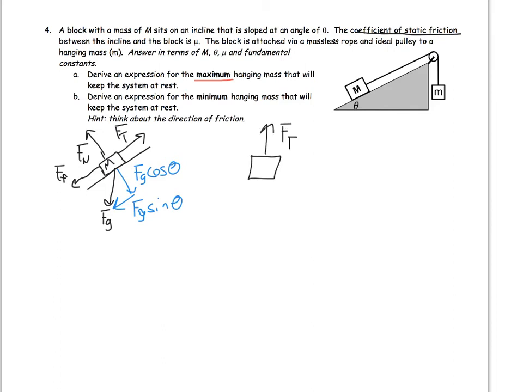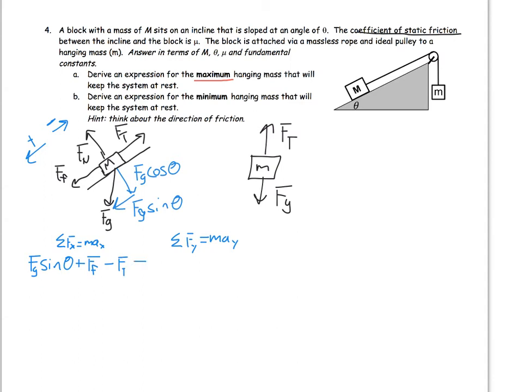For the hanging mass, we have tension going up and, of course, the force of gravity going down on that smaller mass. In the x direction, our forces are going to be Fg sine of theta plus Ff, they're going in the same direction. I'm saying that this is the positive, although you could obviously switch it. And up the incline is the negative. So minus the force of tension. And that's going to be equal to 0 because we are keeping our object at rest here. In the y direction, it's going to be Fn minus Fg cosine of theta, and that also equals 0.